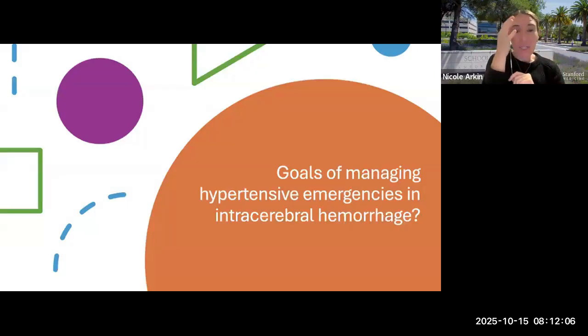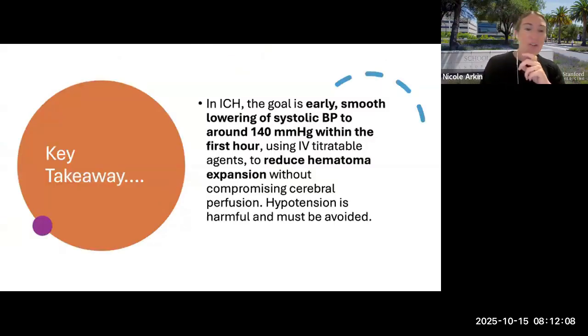So, the goal in managing hypertensive emergencies and intracerebral hemorrhage. Once you have intracerebral hemorrhage, really the blood pressure goal is to mitigate future damage. And the way we do that is lowering of the systolic blood pressure to less than 140, typically within the first hour using IV agents. Oftentimes you'll see these patients on drips of some kind, like clevidipine, oftentimes calcium channel blockers, to try to decrease the systolic blood pressure and reduce hematoma expansion.